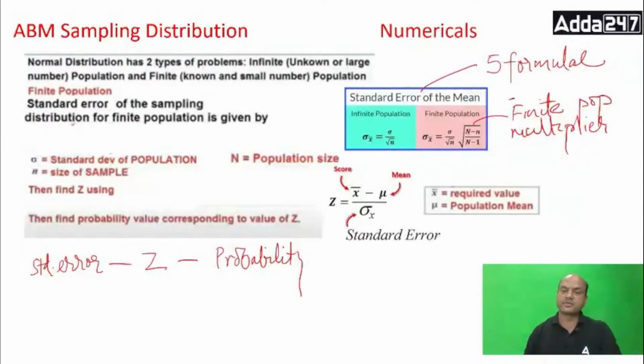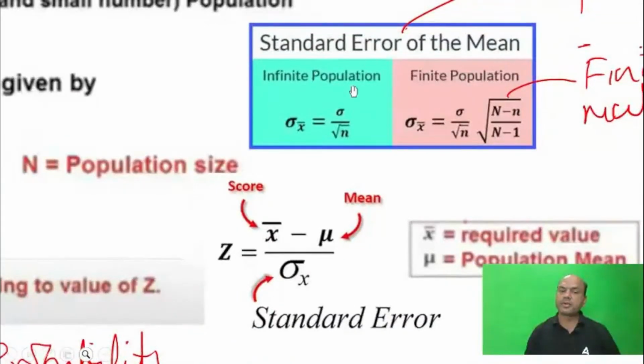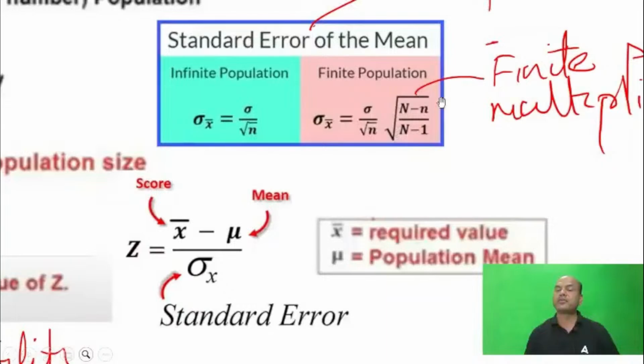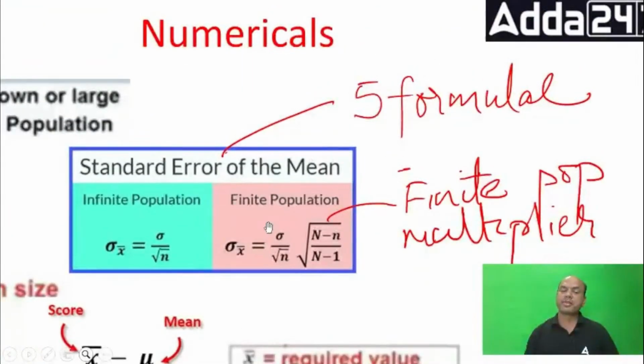Now see this. This is what I was going to show you. Infinite and finite population. For infinite population, standard error is sigma upon root of n, where n is the sample size. For finite, it is the same, but multiplied with the finite population multiplier, root of (N minus n) upon (N minus 1). Always remember, whenever you are dealing with finite population, what is finite? Finite means countable, which can be counted. Infinite means which cannot be counted.